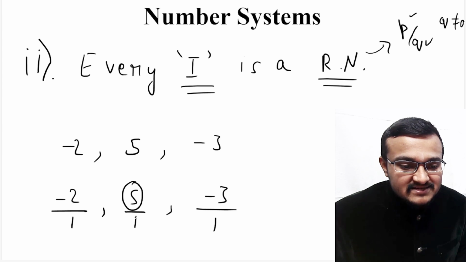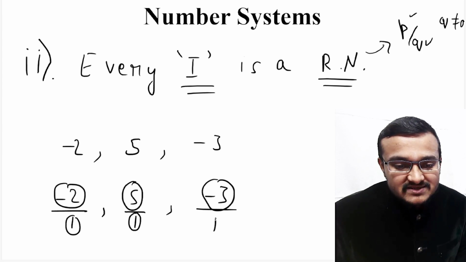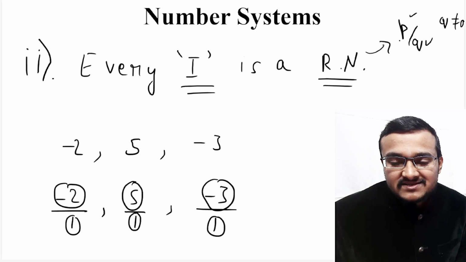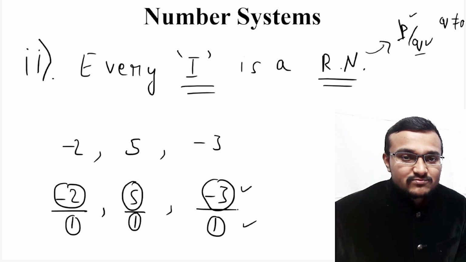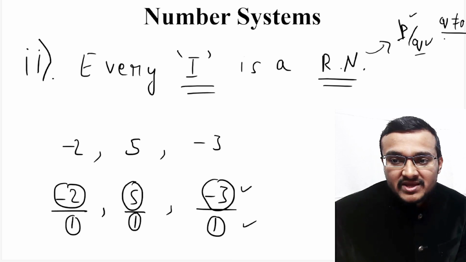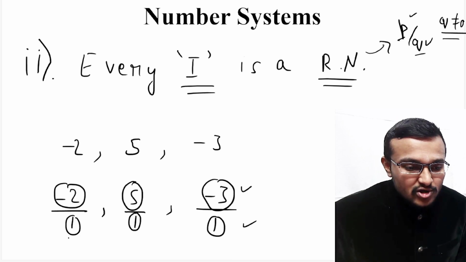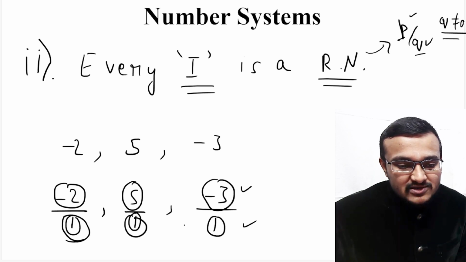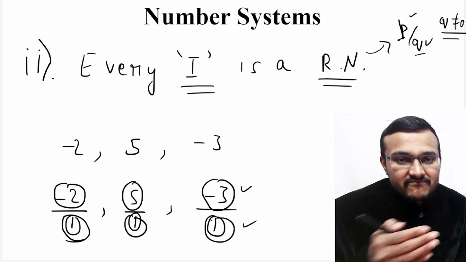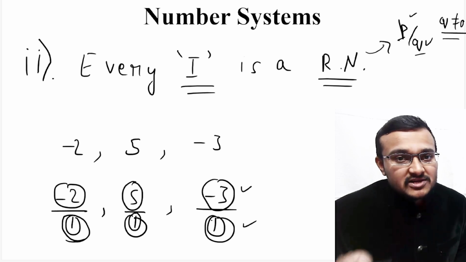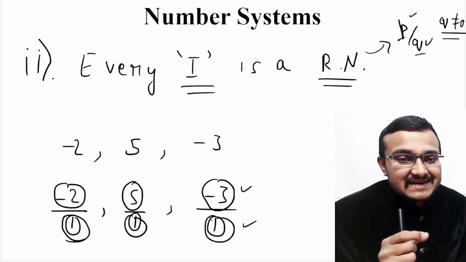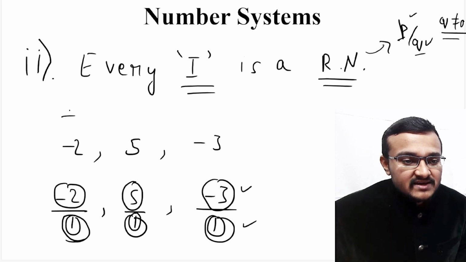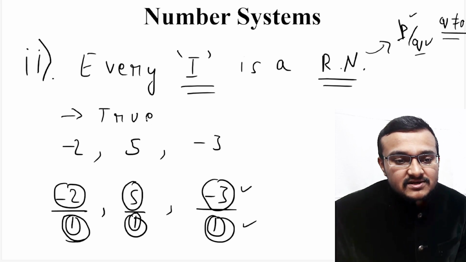So here 5 is an integer, 1 is an integer, -2 is an integer, 1 is an integer, -3 is an integer, 1 is an integer. So for rational numbers, p and q should be integers. So you have integers only in both numerator and denominator. And also you can see q should not be equal to 0. In all these three cases, q is not equal to 0. So you have a value in the denominator, which is not equal to 0. That means here every integer can be expressed as a rational number. So that's why the answer for this second question is true.